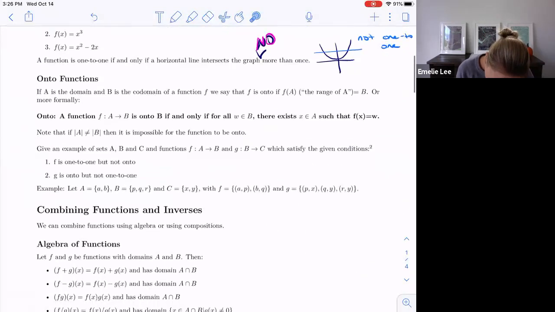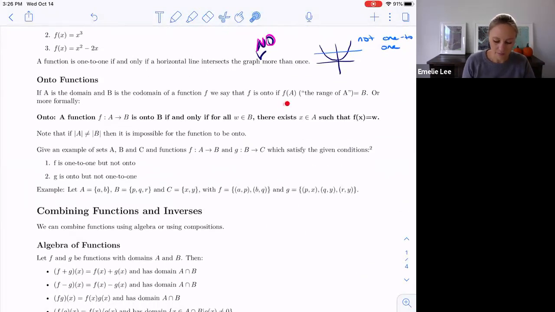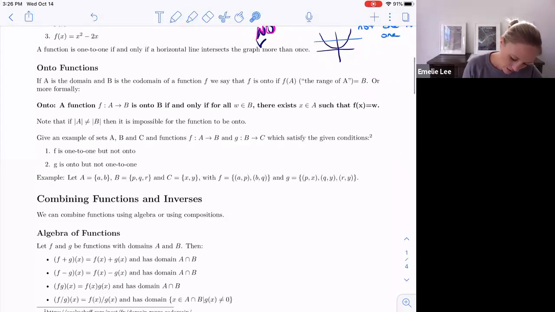Where were we? Oh yeah. If f of A, which is the range of A, is equal to B, which is the codomain of the function, right? So if all the possible outputs are the same as the actual outputs, then you have an onto function. Okay. So, or a little bit more mathy, a function f, and we haven't seen this notation before, that maps from A to B.